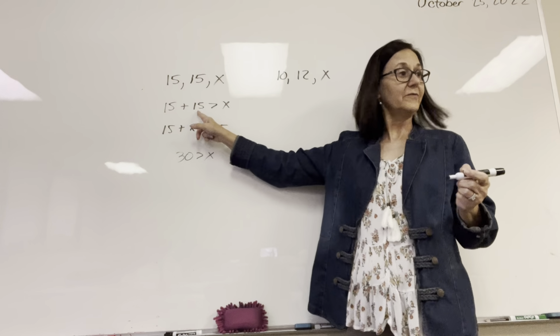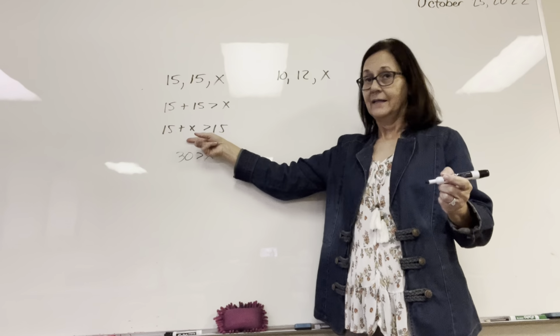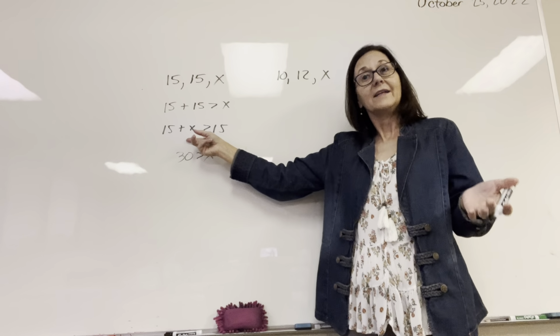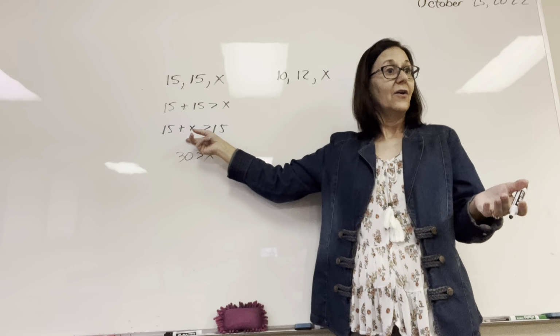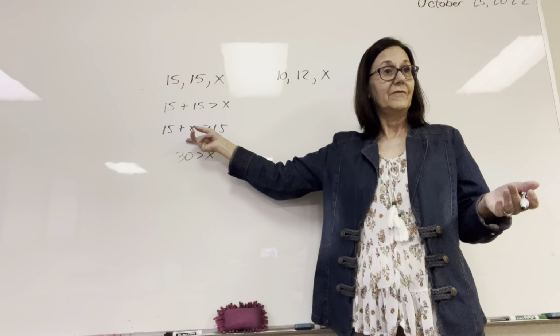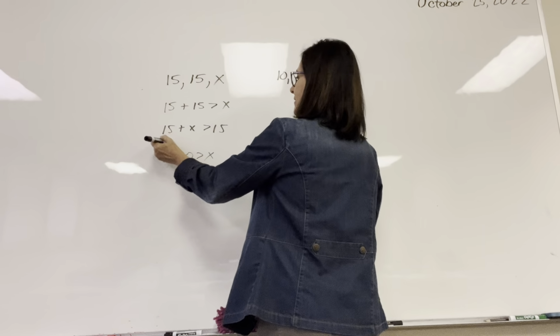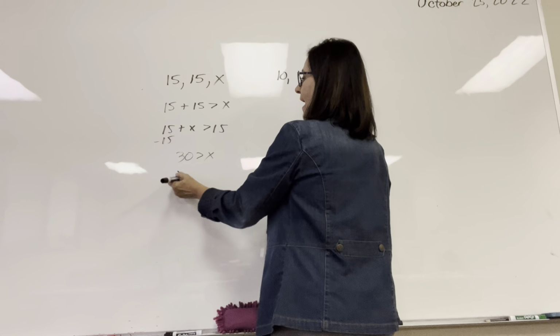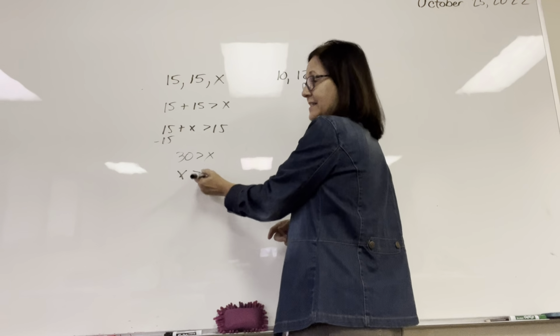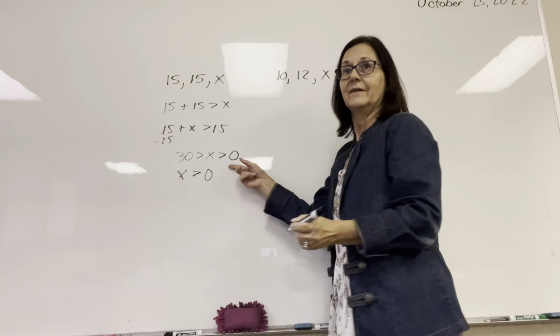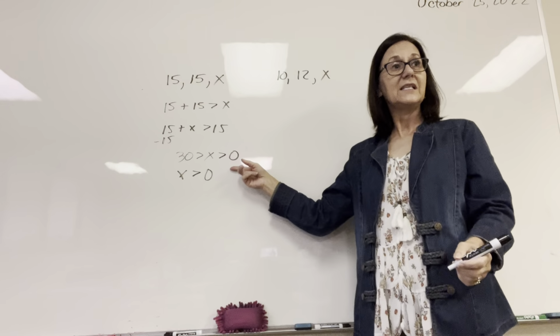Okay, look, we wrote 15 plus 15 greater than X. Then the only other one we could write is 15 plus X greater than 15. What happens when I subtract 15 from both sides, Luke? 0. So X is greater than 0. So X is somewhere between 0 and 30.